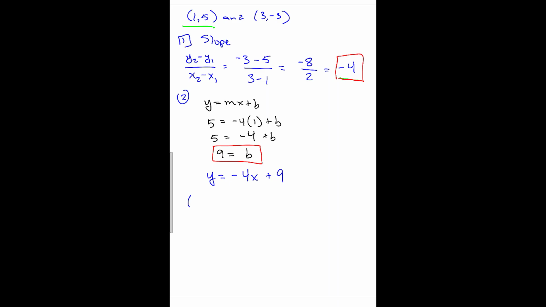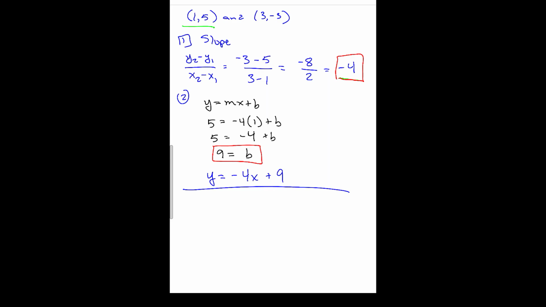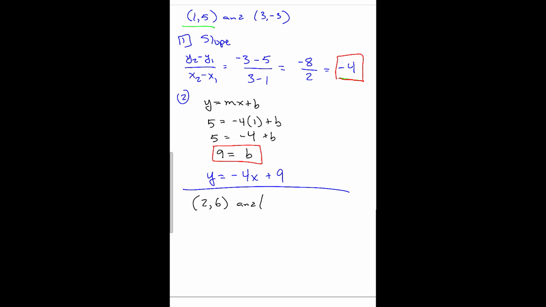Let me kind of organize this a little bit better if I can. Okay, this is part B of that same problem. Same directions. Write a linear formula in slope-intercept form for the line passing through the points. For this part, we have the ordered pairs (2, 6) and (6, -6).